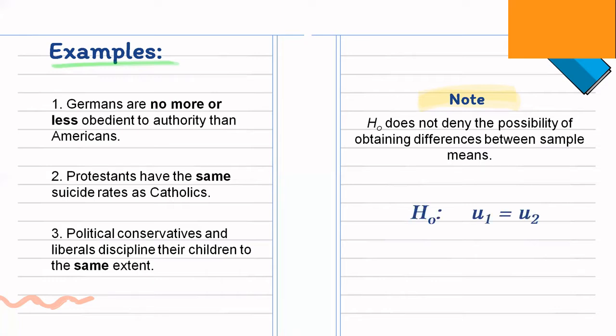To conclude that sampling error is responsible for our obtained difference between sample means is to retain the null hypothesis. The use of the term retain does not imply that we have proved the population means are equal, or U sub 1 equals U sub 2, or even that we believe it. Technically, we are merely unable to reject the null hypothesis due to lack of contradictory evidence.